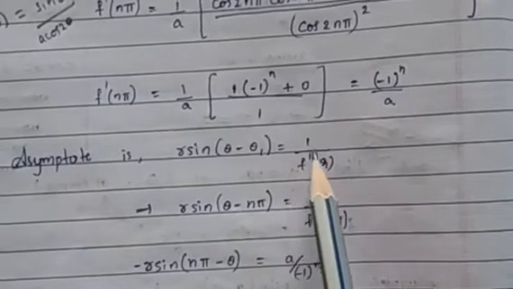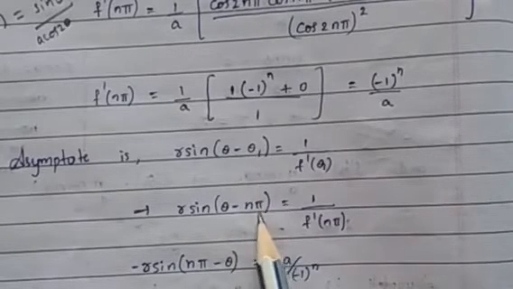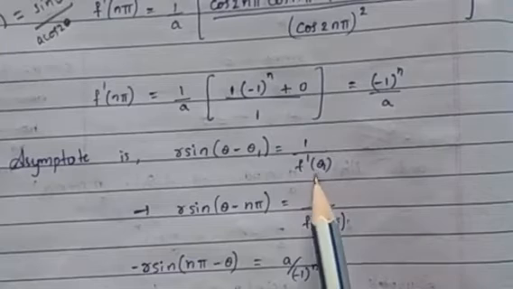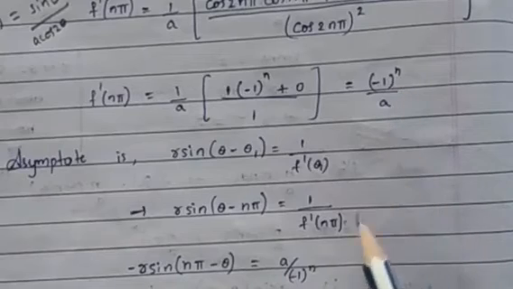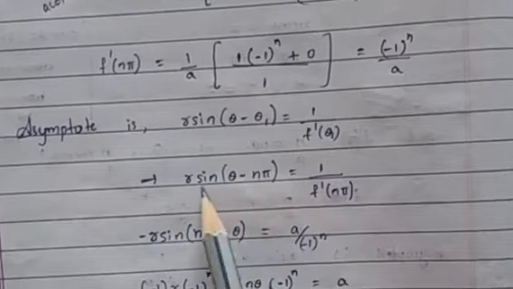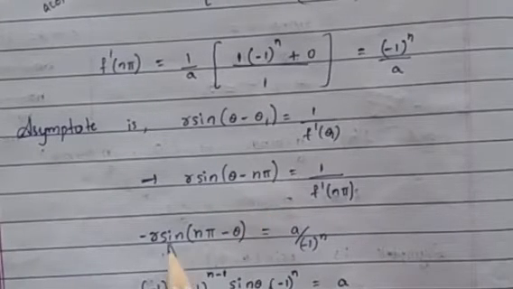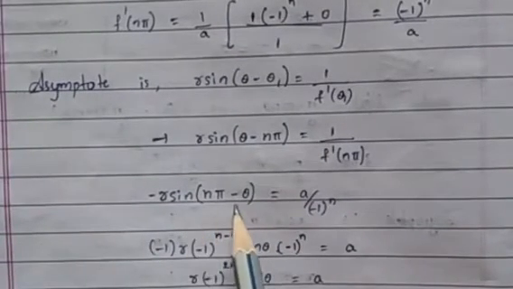The asymptotes is r sin theta minus theta 1 which is equal to 1 by f dash of theta 1. R sin theta minus theta 1 value is n pi which is equal to 1 by f dash of n pi. 1 by f dash of n pi is a by minus 1 all to the power n. In this case, you take minus sign as common factor, you get minus r sin n pi minus theta. What is the formula? Sin n pi minus theta value is minus 1 all to the power n minus 1 sin theta.